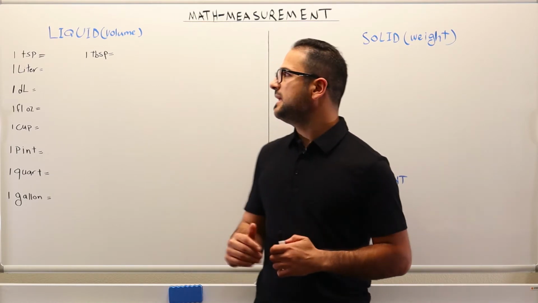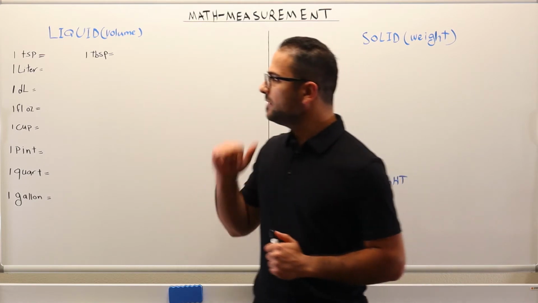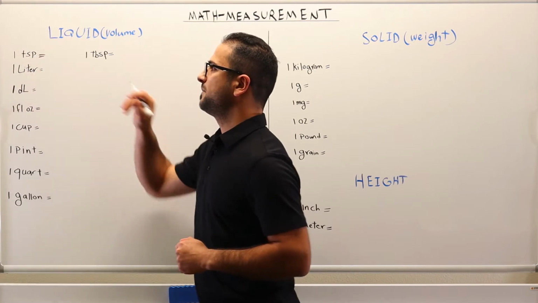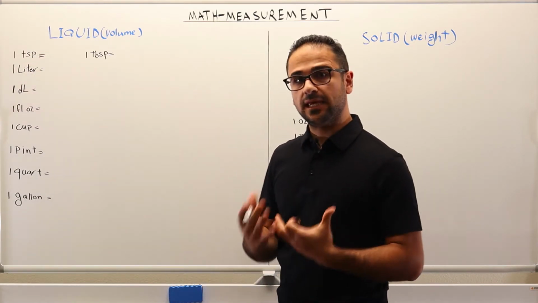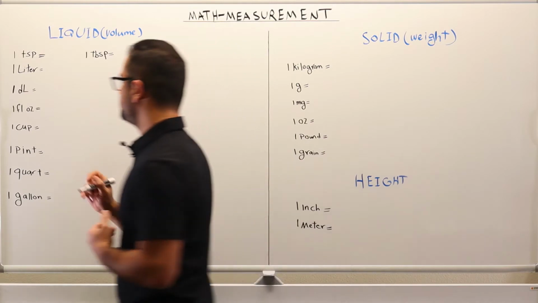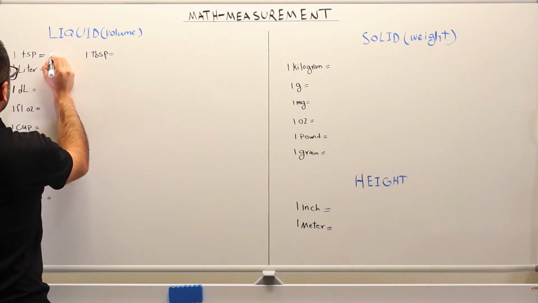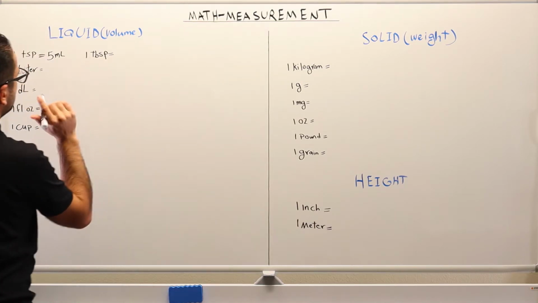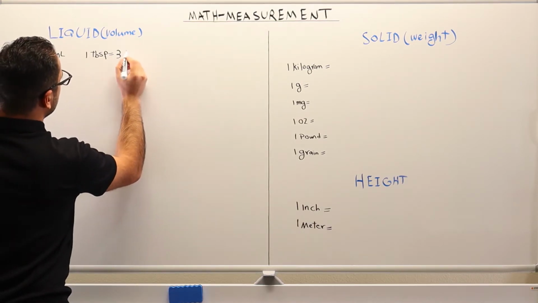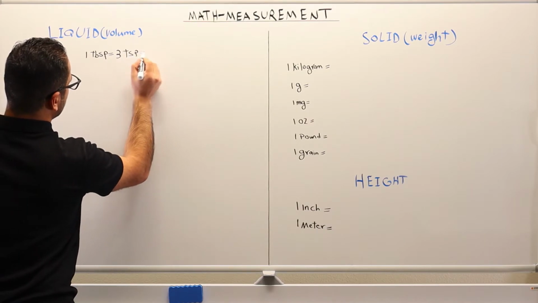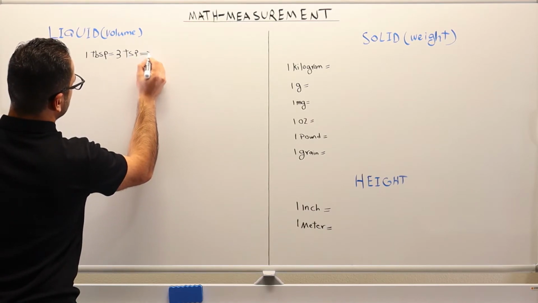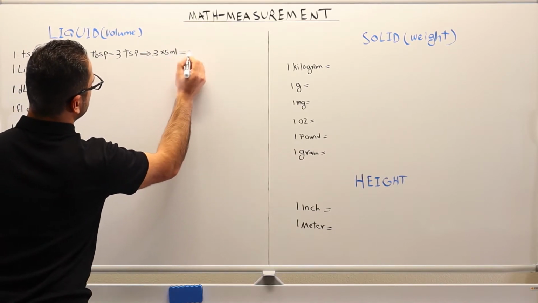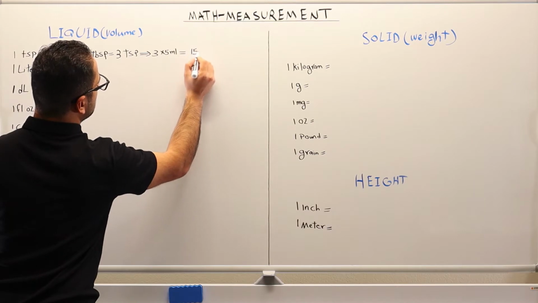So starting with the liquid volumes. In liquid volumes, there are different units. Starting with the teaspoon, 1 teaspoon is basically equal to 5 milliliters. And 1 tablespoon is basically equal to 3 teaspoons, which is 3 multiplied by 5 milliliters, equal to 15 milliliters.